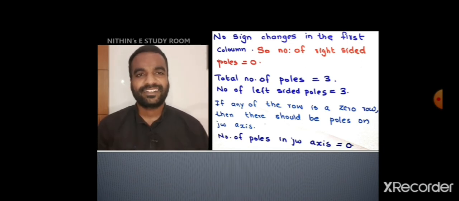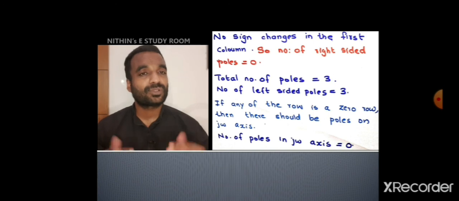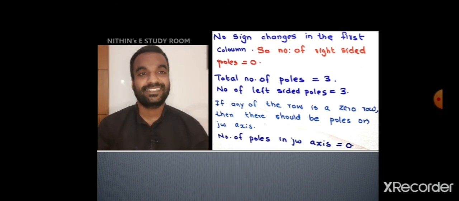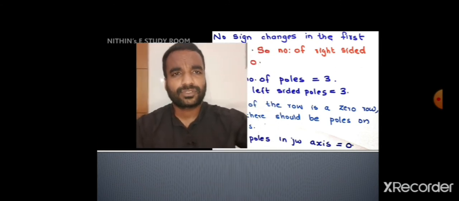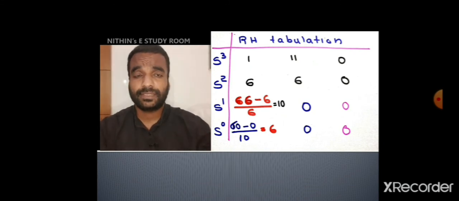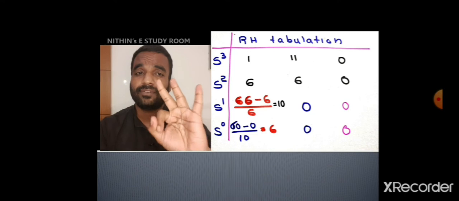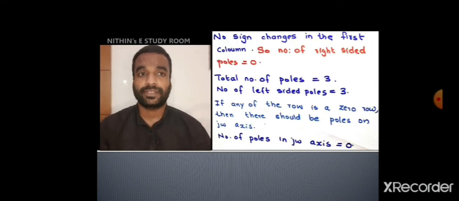But there is one twist. Can we simply say the system is stable? Okay, there are no right side poles. But if there are some poles on the imaginary axis, the system is not simply stable. The system will become marginally stable. So we have to check that also. Anyhow, the order of the system is S cube. It is a third order system. So at least we will get 3 poles. Total number of poles is 3.